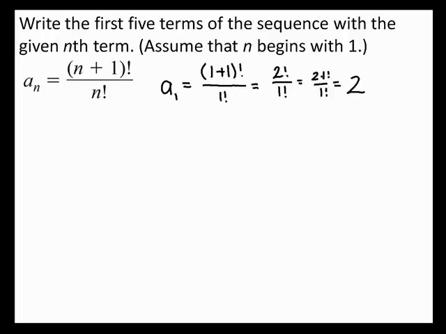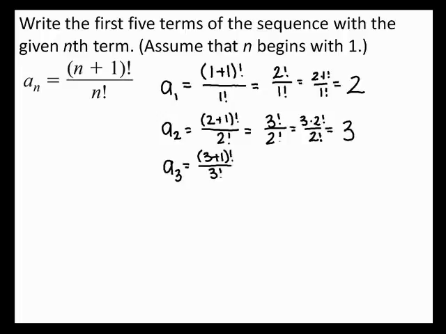Substitute 2 in for n. Simplify 2 plus 1. Factor 3 factorial into 3 times 2 factorial. Simplify 3 times 2 factorial divided by 2 factorial. You find that a sub 2 is equal to 3. Substitute 3 in for n. Simplify 3 plus 1. Factor 4 factorial into 4 times 3 factorial. Simplify 4 times 3 factorial divided by 3 factorial. You find that a sub 3 is equal to 4.